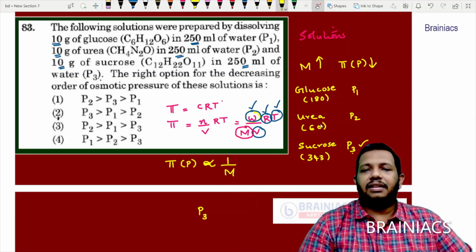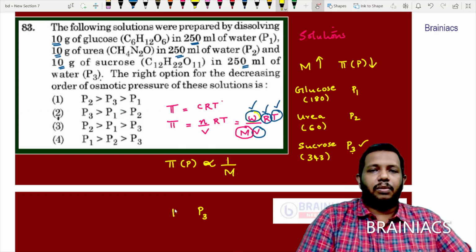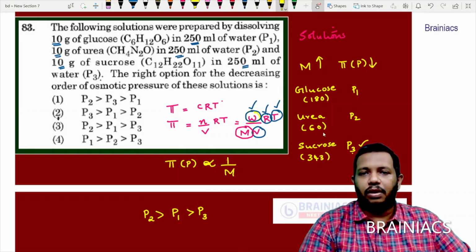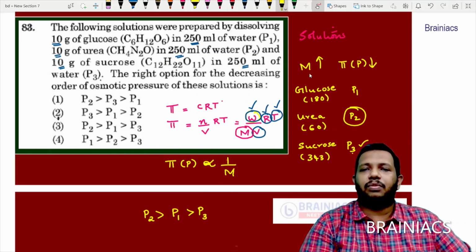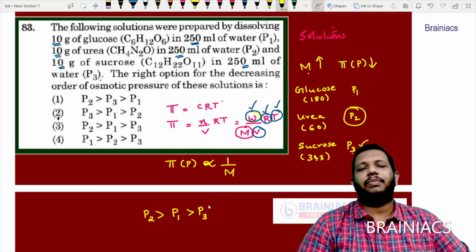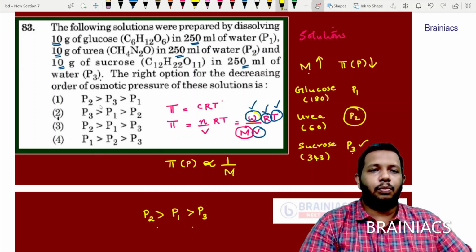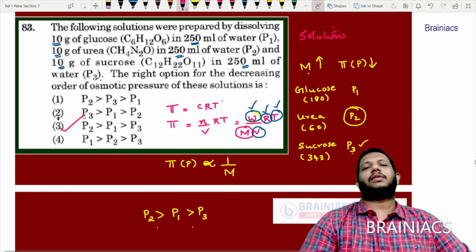Then the next lesser molar mass is this one, glucose. So glucose will also have osmotic pressure lesser. So I can say P1, then P2 will come. So from this I could understand the highest osmotic pressure is for urea. Why? Because its molar mass is very less. If the molar mass is very less, osmotic pressure will be very high. So answer is P2 greater than P1 greater than P3. P2, P1, P3. Option 3 is the correct answer. I hope it is clear for you.